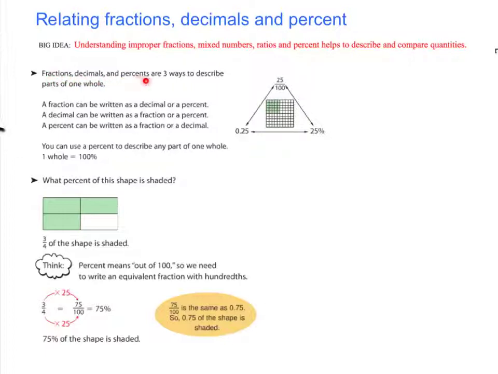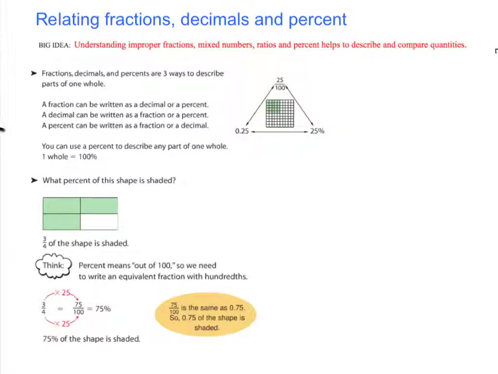Fractions, decimals, and percents are three ways to describe the part of a whole. So it's not the entire amount, it's a part of it. Here we have an example. We have 25 out of 100 shaded in. We could write it as a fraction, 25 out of 100, which then can be turned into a decimal, 25 hundredths, or can be turned into a percent, 25%.